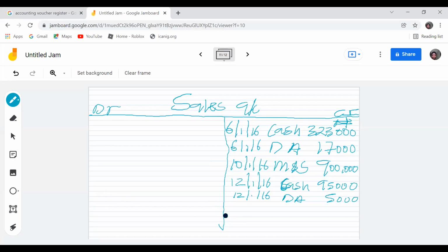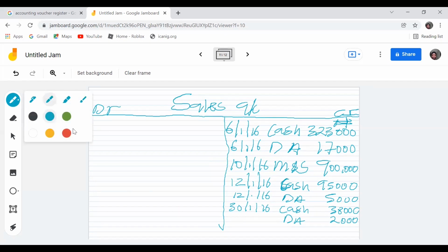So which is on the 30th, car sales is 38. Then we also have, on the same date, discount allowed of 2,000. So that is all about the sales transactions that we are going to record in the sales account. What we now need to do is to add everything.